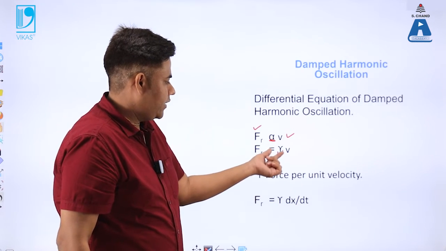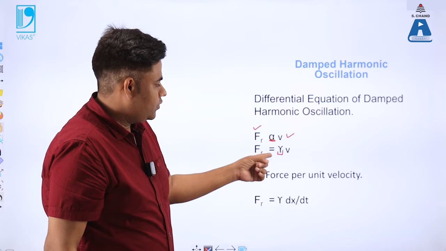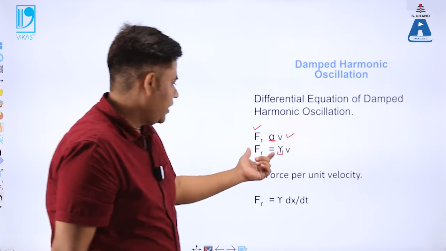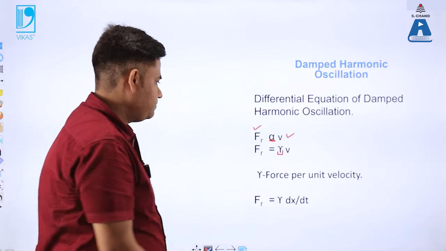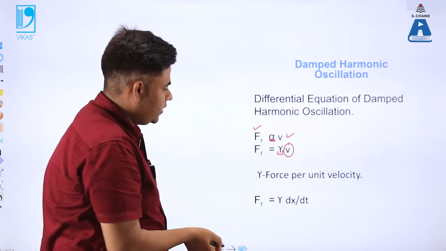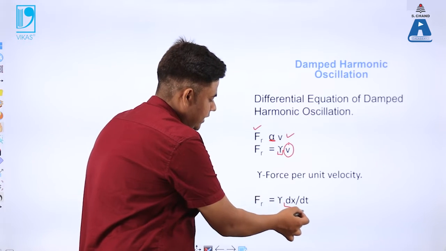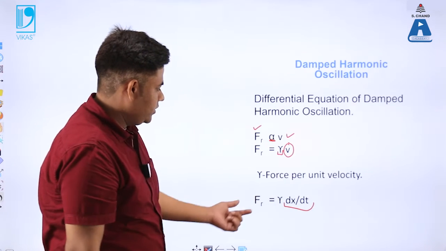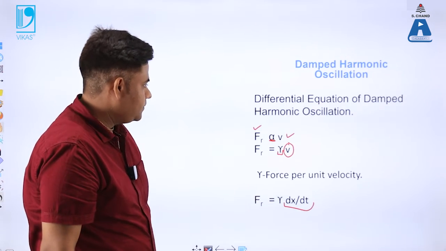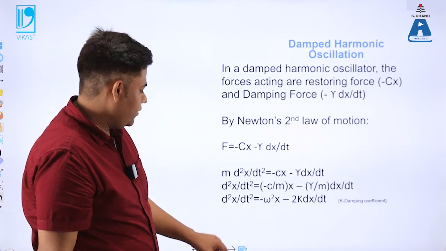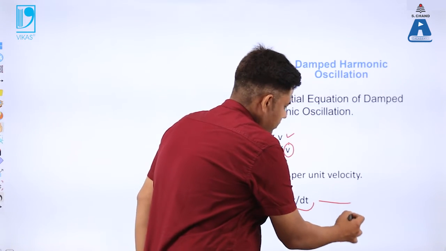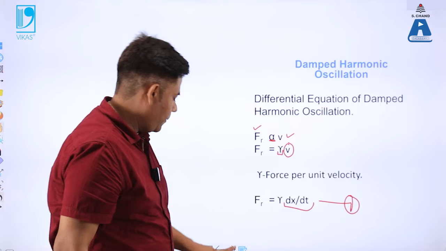As you can see, when I substitute force per velocity, the velocity terms get cancelled out, and I will only get the force. Now if I want to replace this velocity by a derivative, I need to write it as dx by dt. So this resistive force would be equal to gamma dx by dt. We will keep this gamma dx by dt safe in equation number 1.